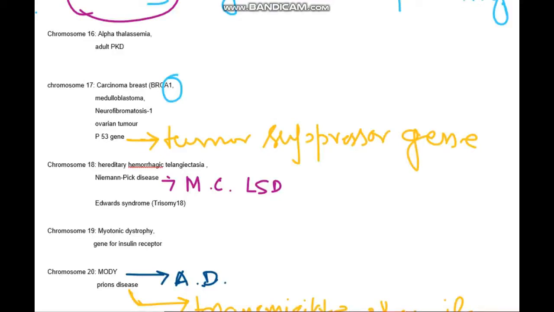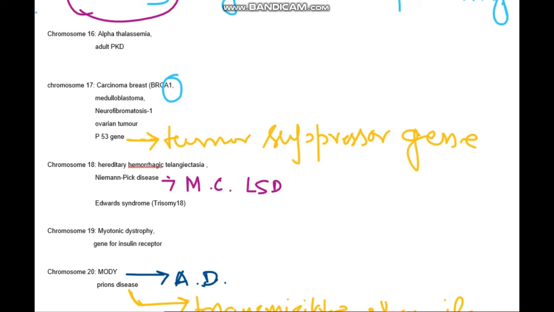So for the continuation, we will start with chromosome 17. That is chromosome 17 is for carcinoma breast, that is BRCA1. BRCA2 is for chromosome 13, and medulloblastoma, neurofibromatosis, ovarian tumor, P53 gene.